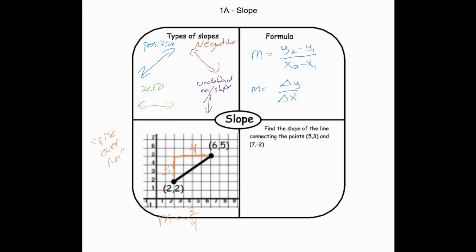The way we use the formula is we decide which one's going to be x1, y1. So I'm going to call the first one x1, y1. The second one will be my x2, y2. And then we're going to substitute it right into the formula. So I'm going to say y2, or negative 2, minus 3, y1, over 7 minus 5. And we just do that math. So negative 2 minus 3, I get negative 5. 7 minus 5, I get 2. So my slope would be negative 5 over 2.